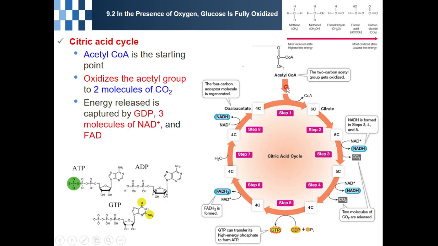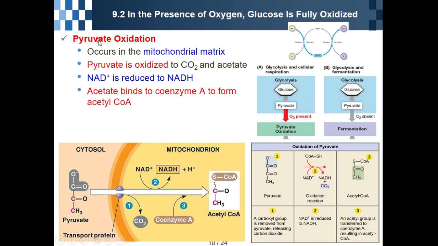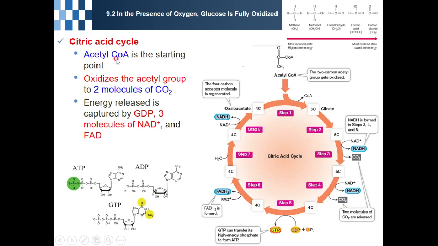So the next step is the citric acid cycle, starting from acetyl coenzyme A. After pyruvate oxidation, they make acetyl coenzyme A. After that, acetyl coenzyme A is the starting point. Then there are 8 steps, from step 1, step 2, step 3, step 4, 5, 6, 7, and 8, like this.